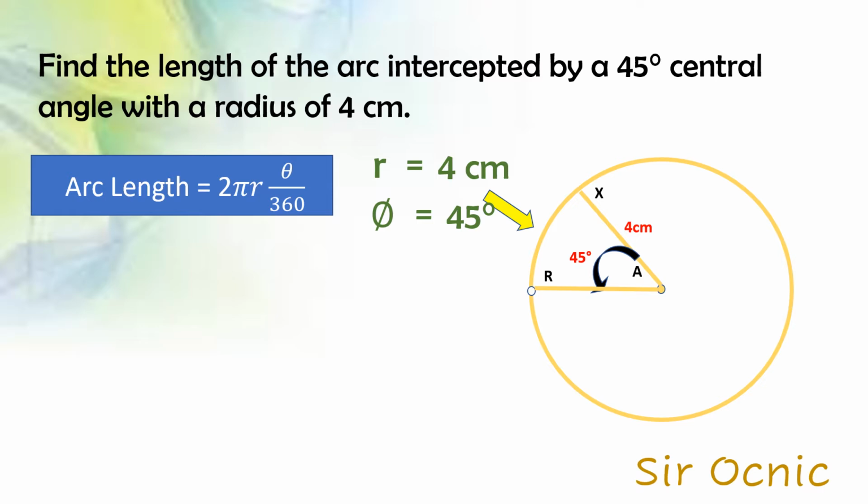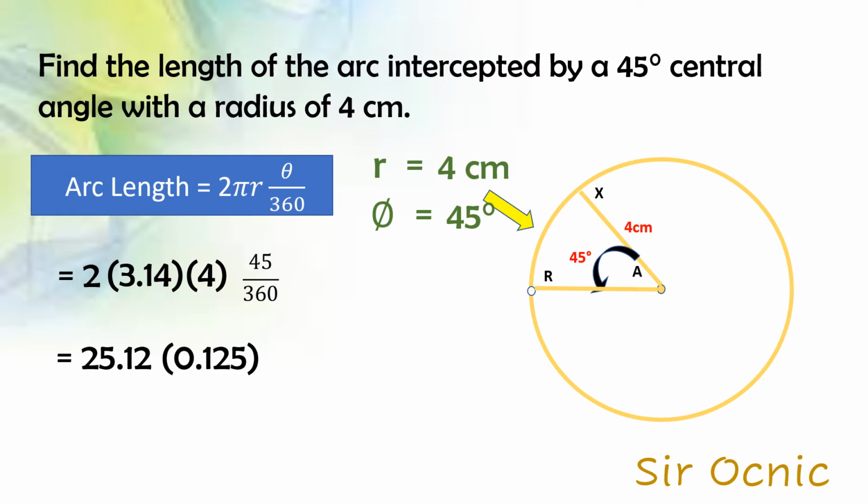Substituting these values to the given formula, we will then have 2 times the value of pi, which is 3.14, times r, which is 4 centimeters, times the measure of the angle, which is 45 degrees all over 360. This is also equal to 25.12 times the value of 45 over 360, which is equal to 0.125. Getting the product of these two factors, you will arrive at 3.14. That means that the measure of arc RX is equal to 3.14 centimeters.